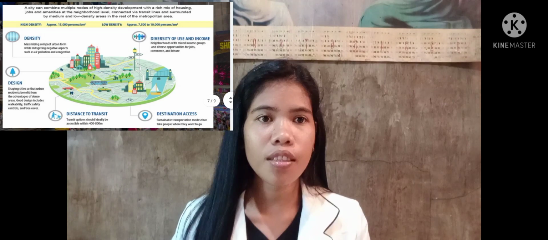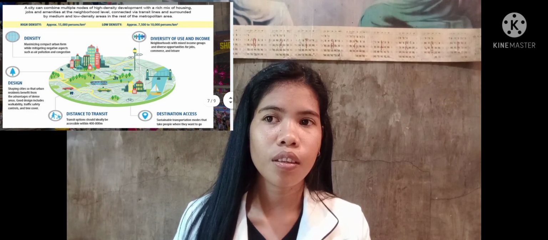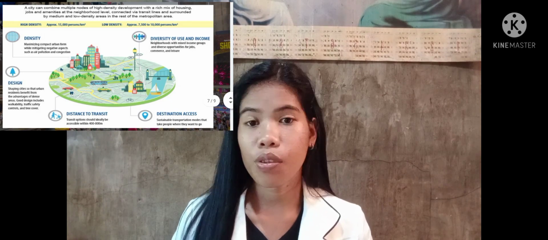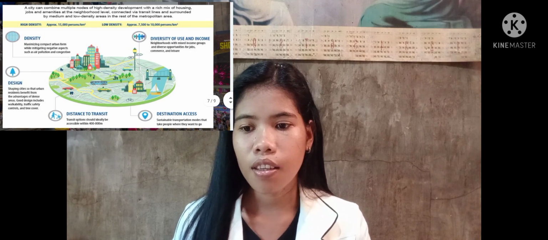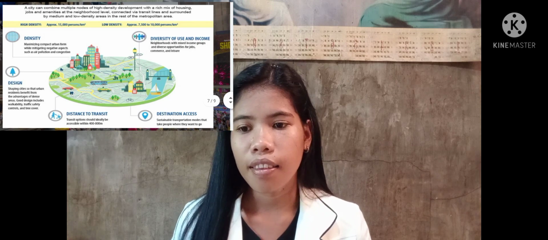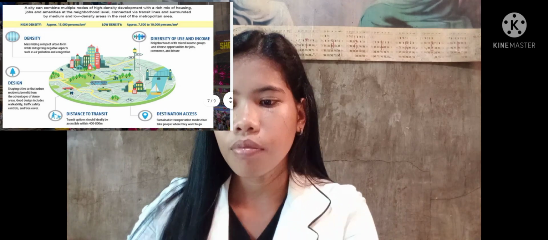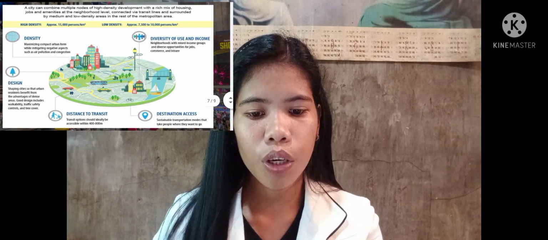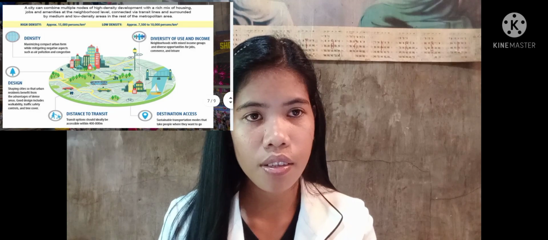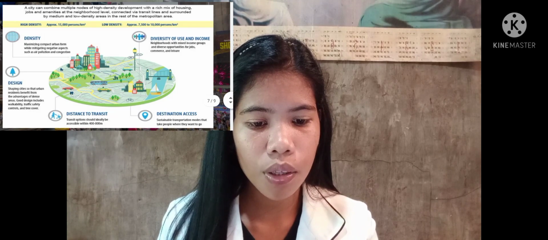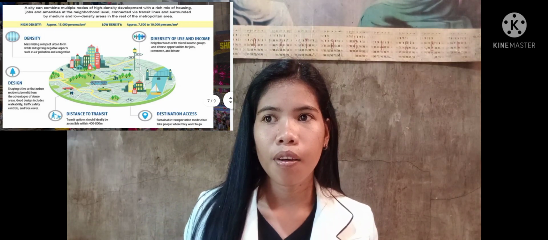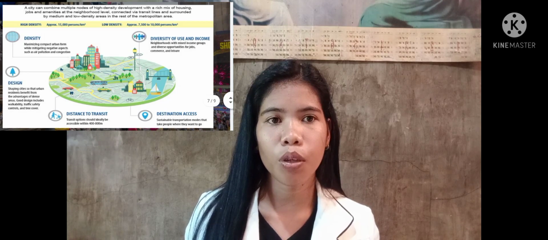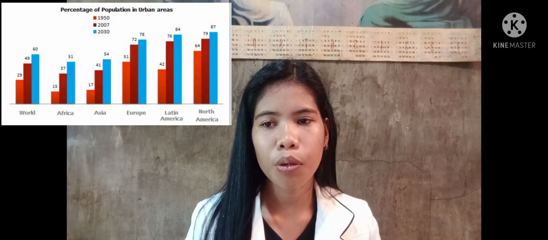The destination access. The destination access is what we call, dito napapaloob yung central place theory kasi the consideration between the higher ordered central places and the lower ordered central places. The distance to transit, the transportation, and the design. The design is shaping others so that urban residents benefit from the advantage of dense areas. Good designs includes walkability, traffic safety, controls, and tree cover. So, sa city, mas maraming makikitang mga higher buildings na makaka-attract sa mga tourist or sa mga tao na lumipat mismo sa city.